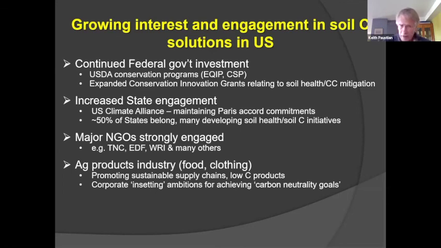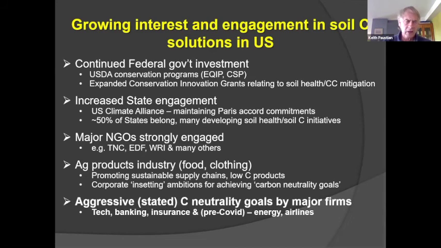And more and more you look at ag product industries, whether they're in the business of food products or clothing, looking at sustainable supply chains, trying to promote low carbon products. A number of these major companies also have fairly aggressive, at least stated, carbon neutrality goals. So they're looking at insetting and various ways in which they could change their operations or work with their producers to try to achieve that.